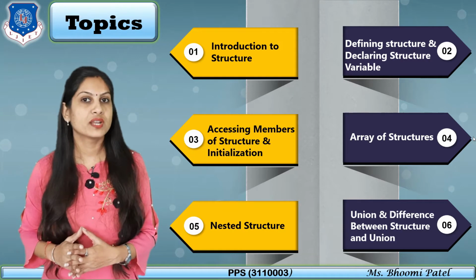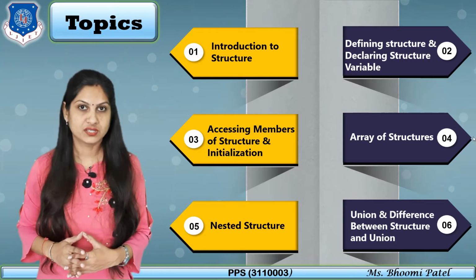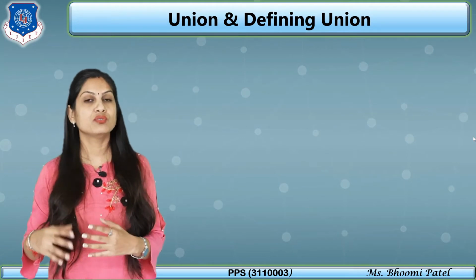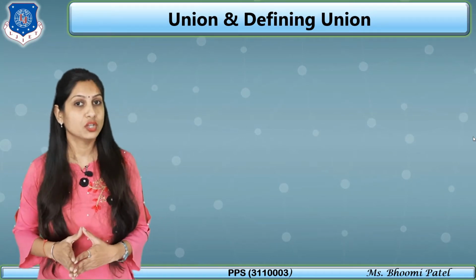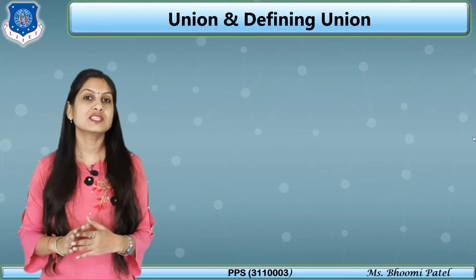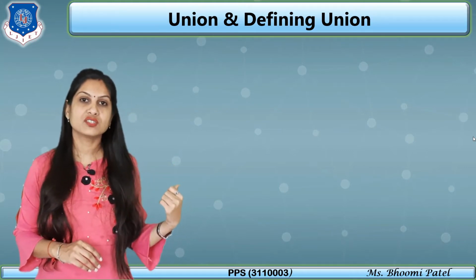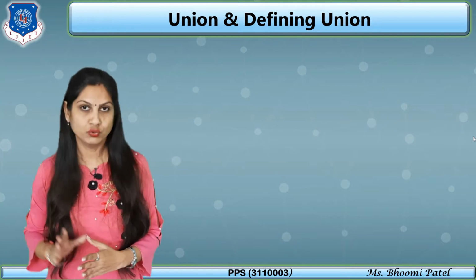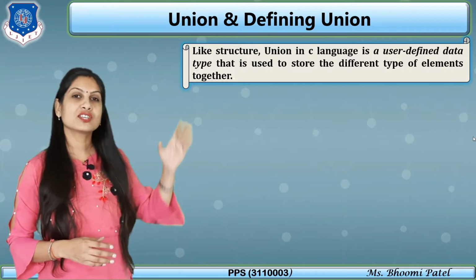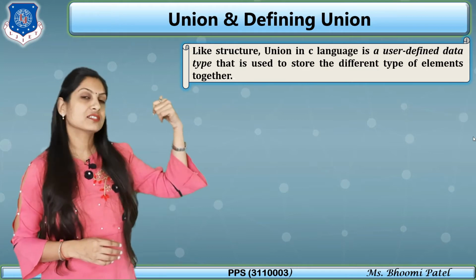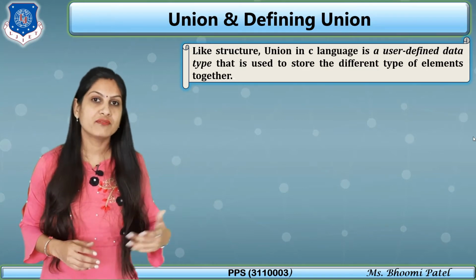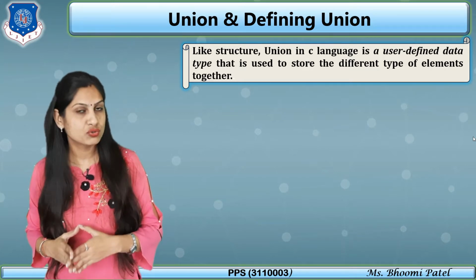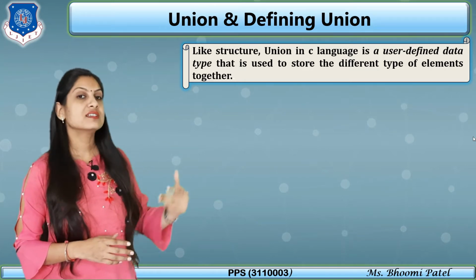So what is the difference between structure and union first? When you write a program using structures, you can write the same program using union. It is similar to the structure, but you have to use a different keyword, that is union. Clear? So the definition of union is, it is like a structure. It is a user defined data type that can combine different types of data together. Clear?